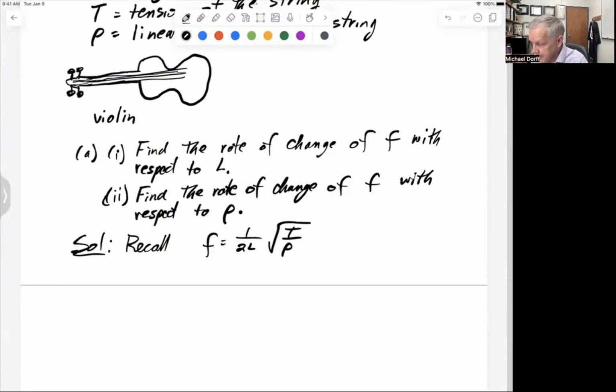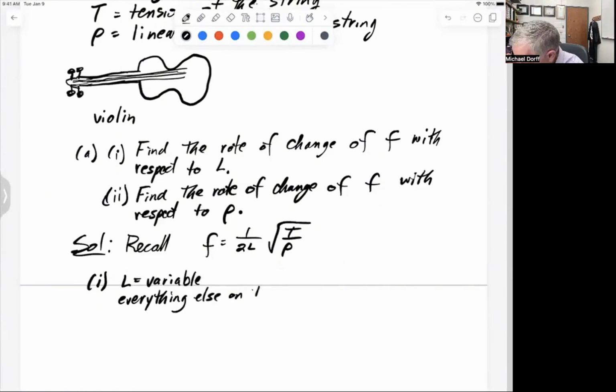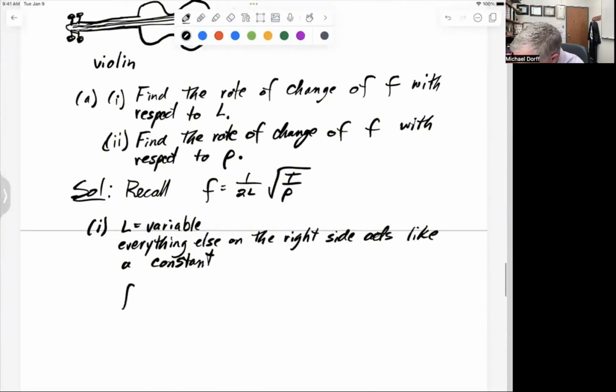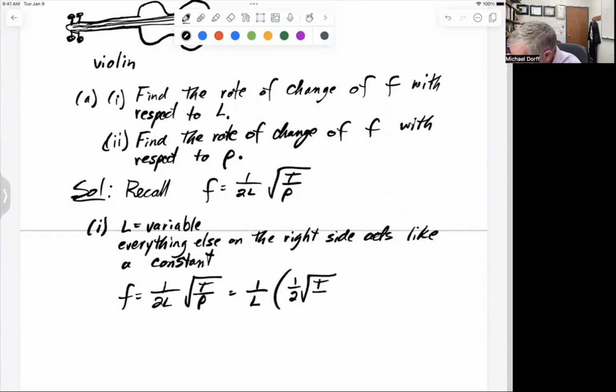This is very similar to the previous example. So for part one, we have L equals our variable. Everything else on the right side acts like a constant. So I'm going to rewrite F. F was 1 over 2L square root of T over rho. L is my variable, so I'm going to put that out front. I get 1 over L, and then I got 1/2 square root of T over rho. So this is my variable. This part, it's like a constant.